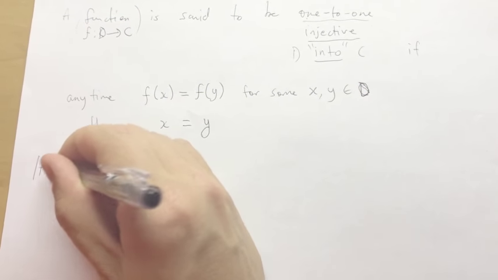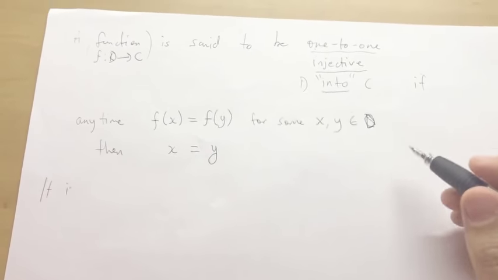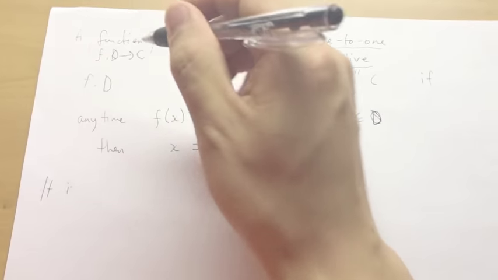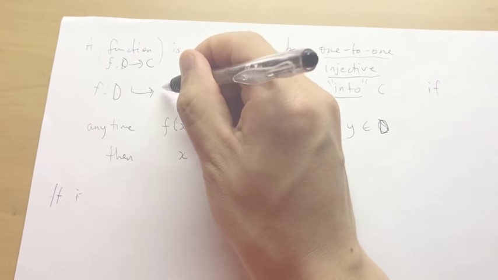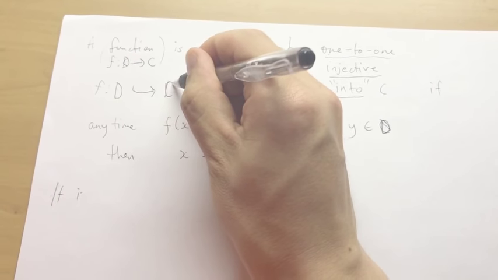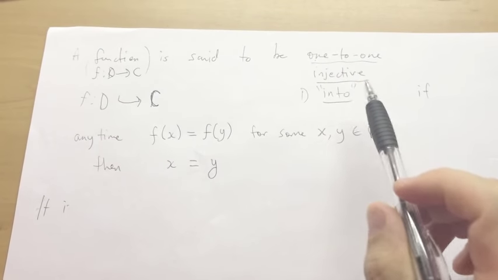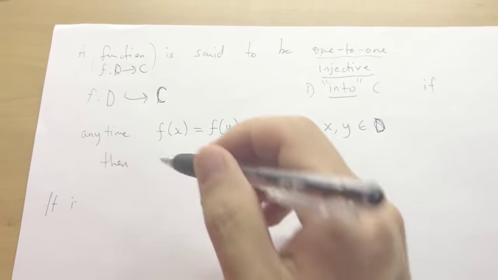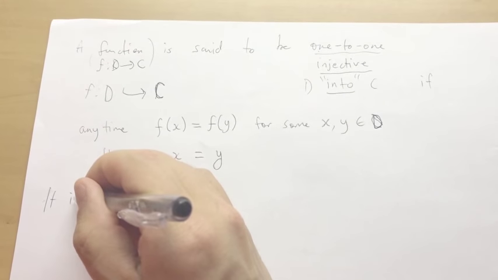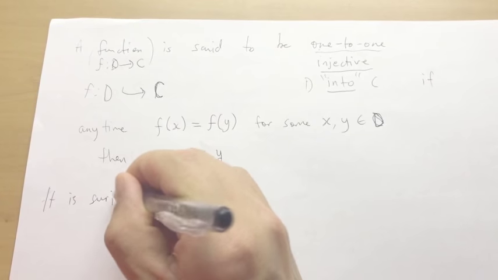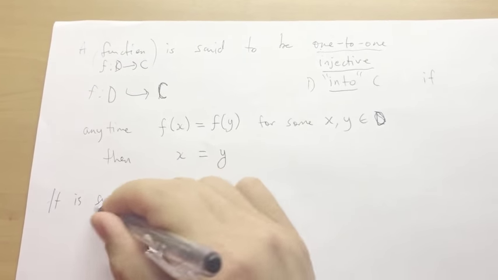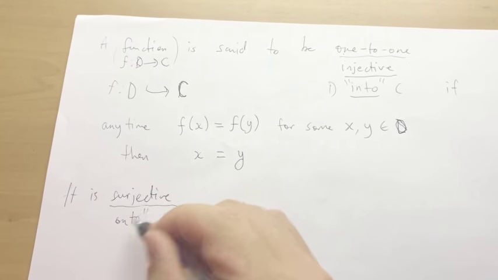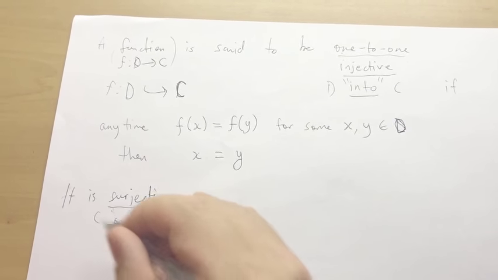Okay, and then there's another notation actually. So sometimes people write D to C with a hook arrow to emphasize maybe the injecting of D into C. Okay, it is surjective, or onto, so onto as opposed to into, D onto C.